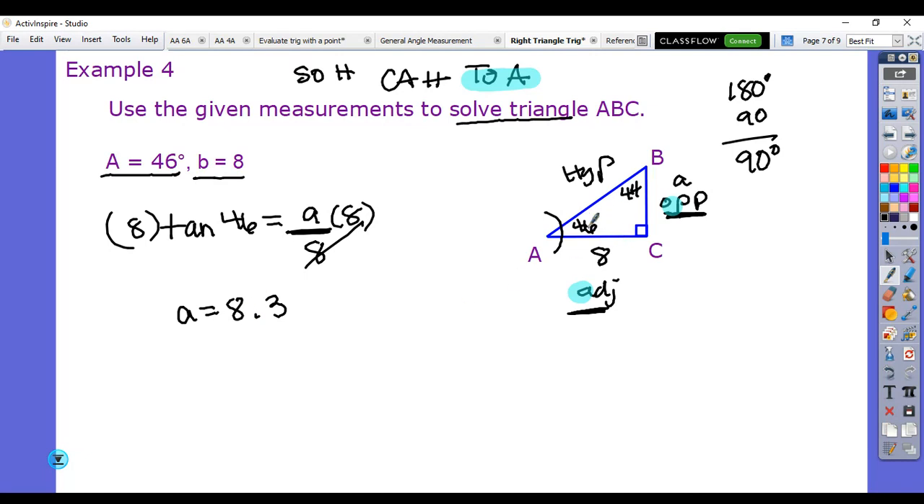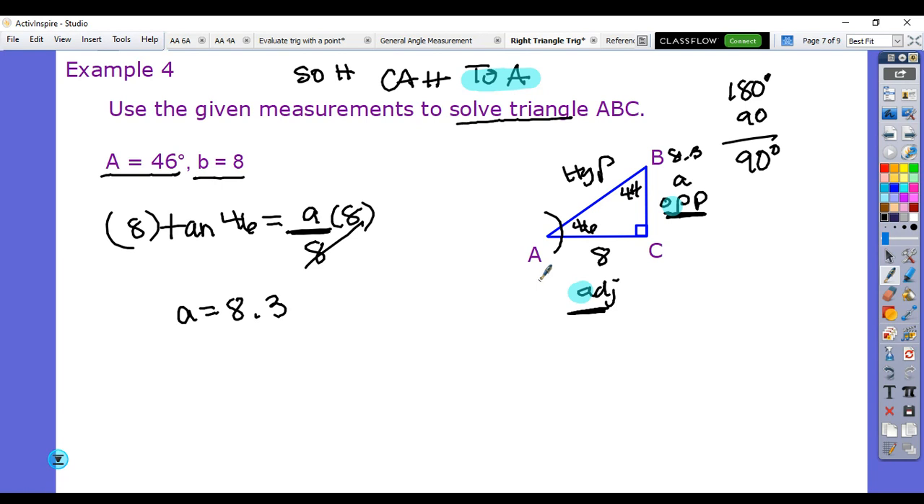Now, this makes sense. Notice these 2 angles are just about the same. 46 is just a little bit bigger than 44. That means the side across, 8.3, is a little bit bigger than the side across from 44, 8. So that makes sense to me.